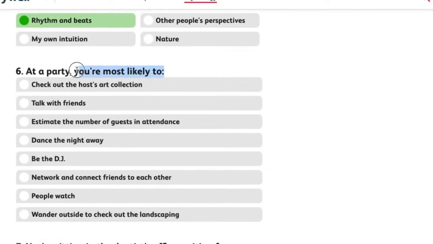At a party, what do you do? Check out or look at the art collection of the host? No. Talk with friends, maybe. Guess the number of guests. Estimate the number of guests. No. Dance, maybe. When I was younger, not now. Be the DJ, not now. Connect with friends. I'm terrible at networking, to be honest. People watch, yes, probably. Wander outside, no. So I would stay inside, either talk with friends or people watch. I'm going to put talk with friends, right?